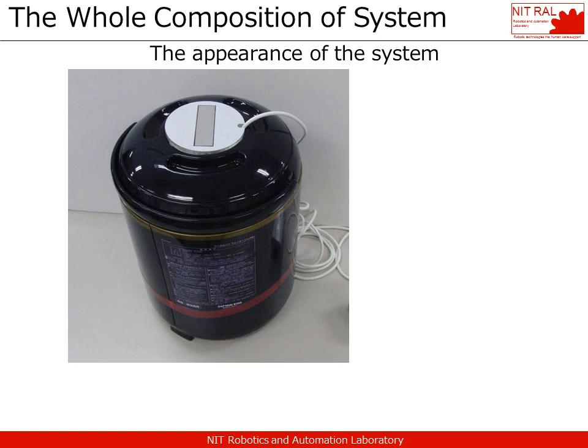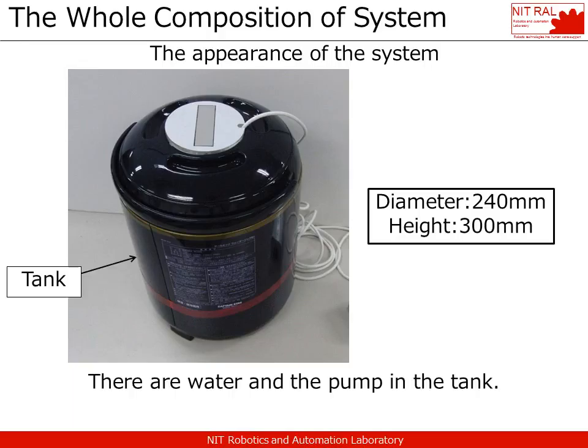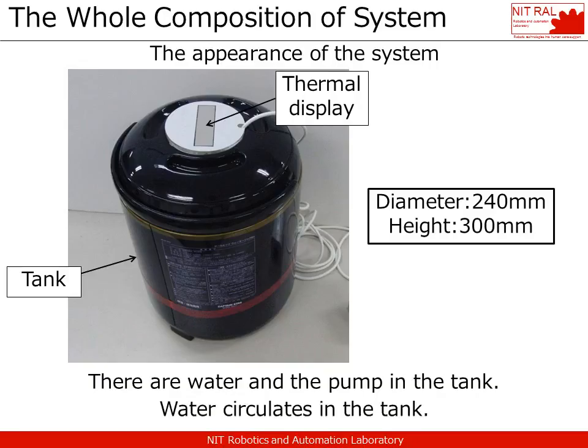We show the appearance of the thermal display system. The diameter of the tank is 240 mm and the height is 300 mm. There are water and the pump in the tank. Moreover, the thermal display is put on the tank. Water circulates in the tank.